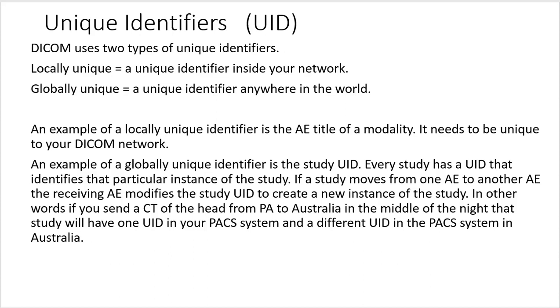That really happens. And so it's important to understand that that UID is unique everywhere it goes. It's the only UID in the world that identifies that particular instance of that particular study, right? So one instance exists in the Lancaster General PACS system, and another instance of the same study exists in the Australia PACS system. Same study, if you looked at the pictures, they would appear identical, but one UID identifies it as being in Lancaster, the other UID has data that identifies it as being in Australia. So that is a globally unique identifier.